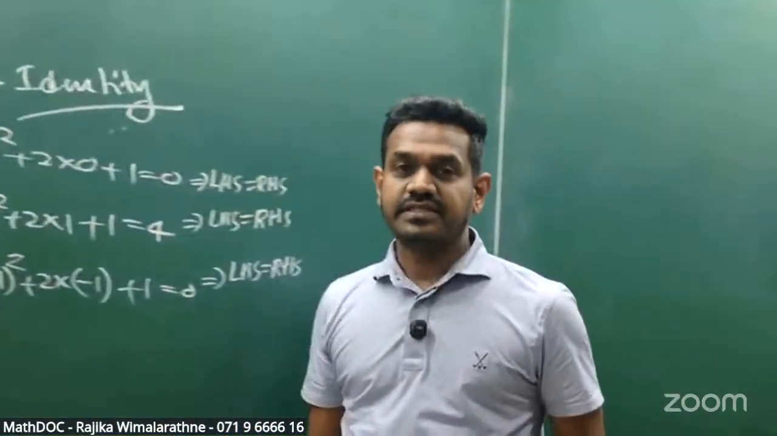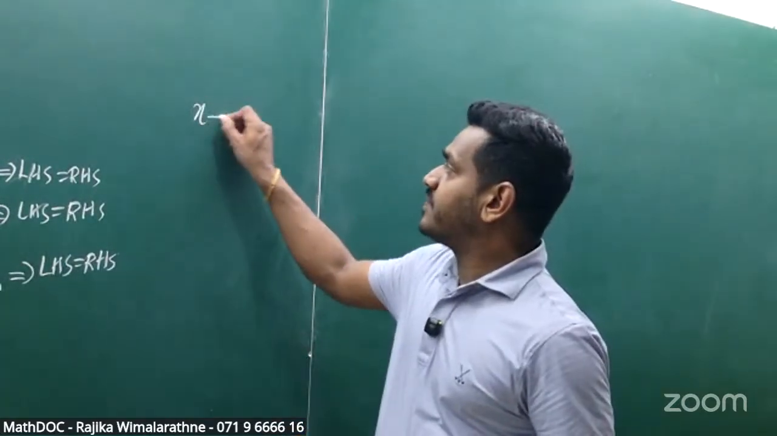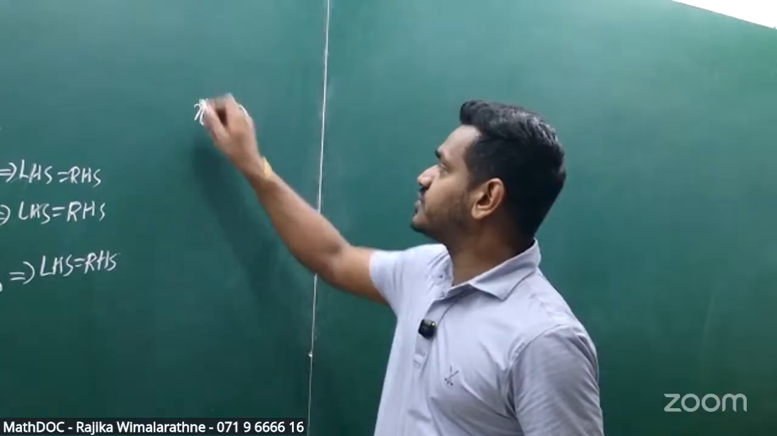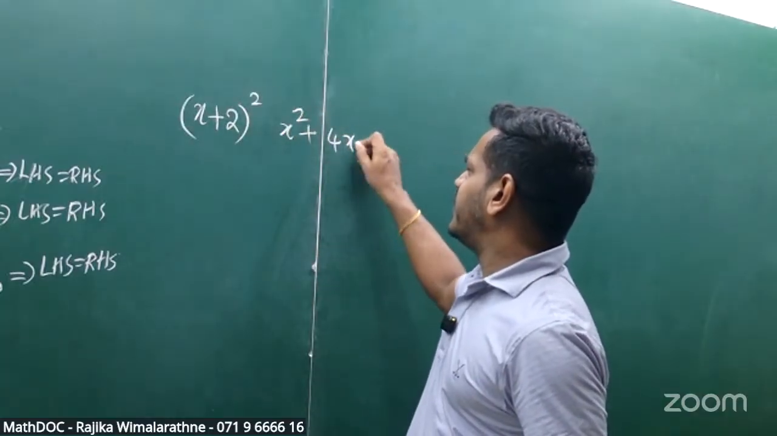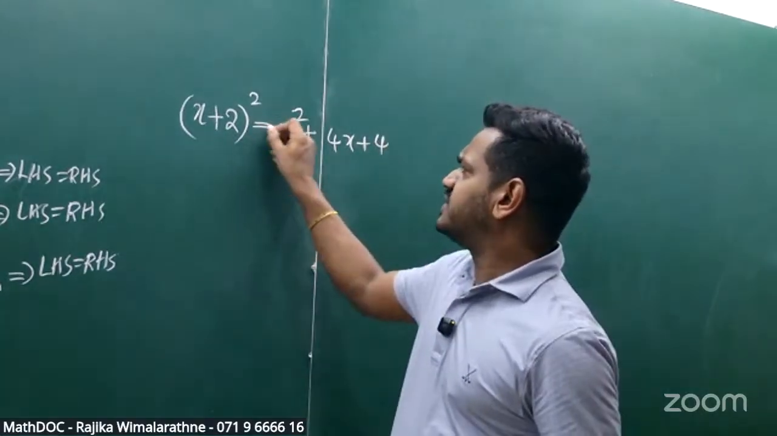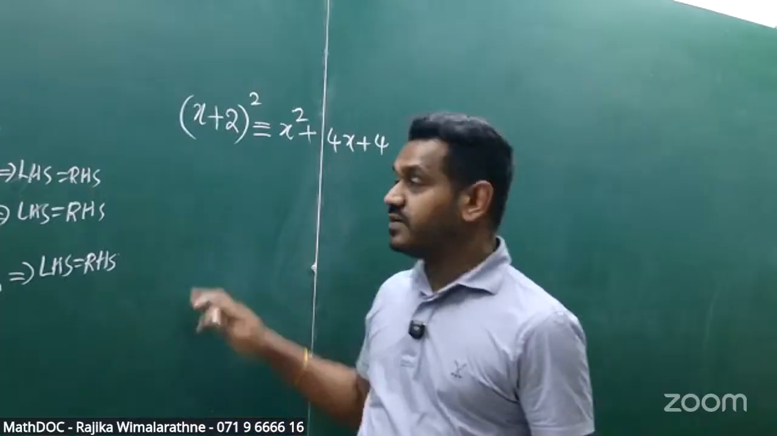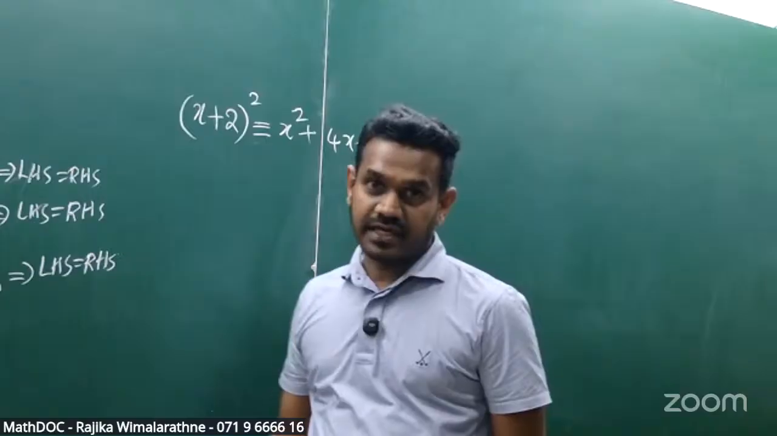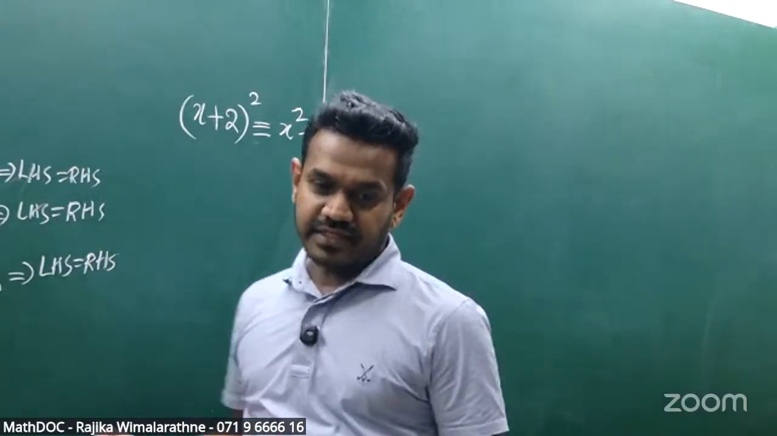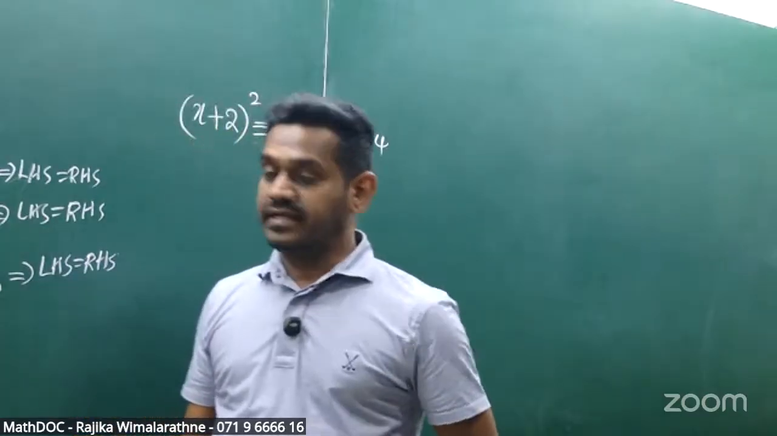Further, you see this one. Consider x plus 2 squared and x squared plus 4x plus 4. This is also an identity. An equal sign is not wrong, but usually we write the identical sign. For any real value of x, that is true. That is an identity.